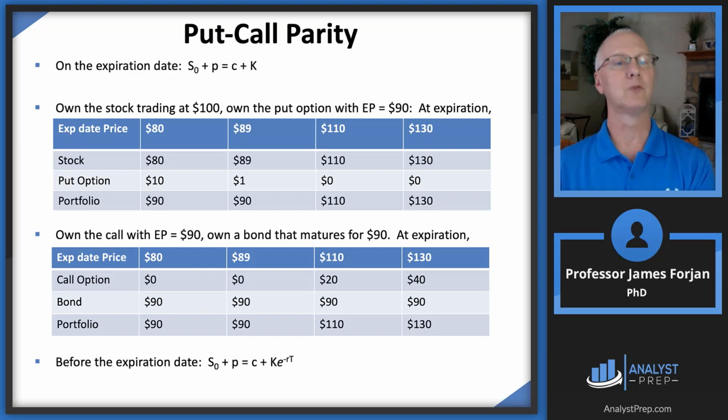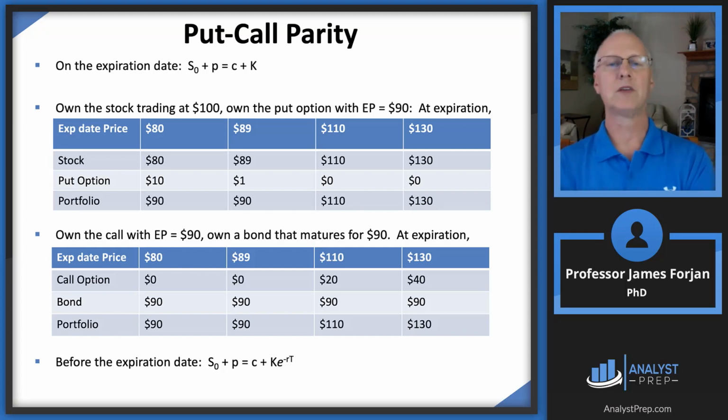All right, but the next row, this is the put option. So we have the right but not the obligation to sell at 90 when the stock is trading at $80. So the put option has an intrinsic value. Remember, there's no time value at expiration. It has an intrinsic value of $10. So your stock has fallen in value from 100 down to 80, but your put option has increased your portfolio by $10. So your portfolio is now worth 90.